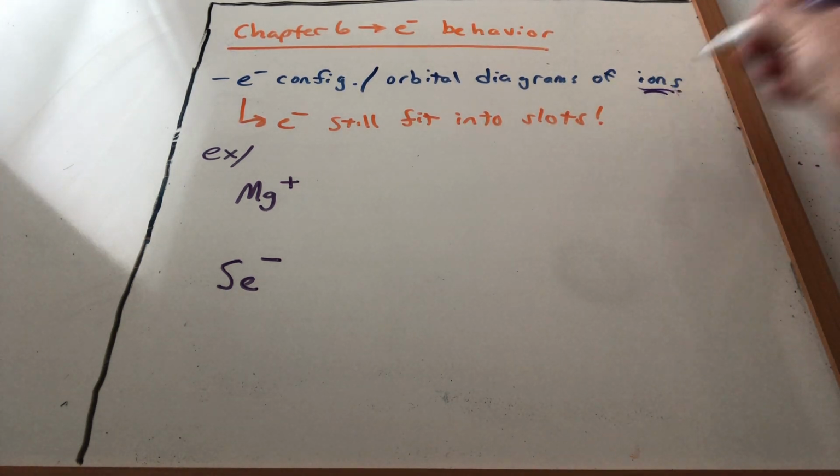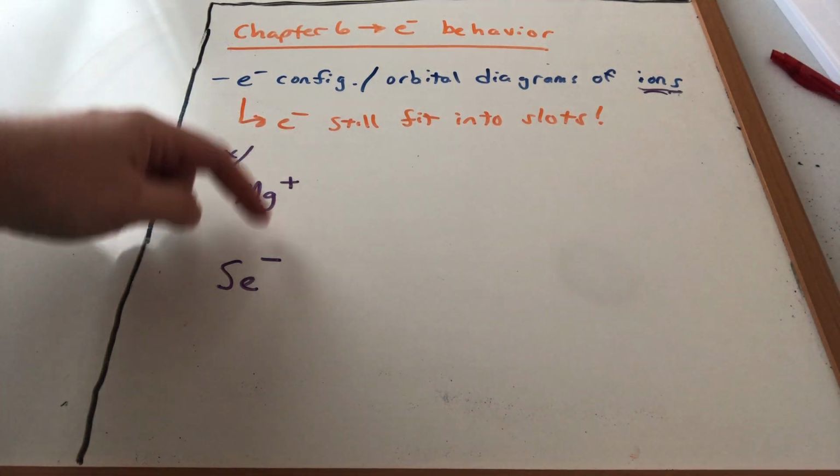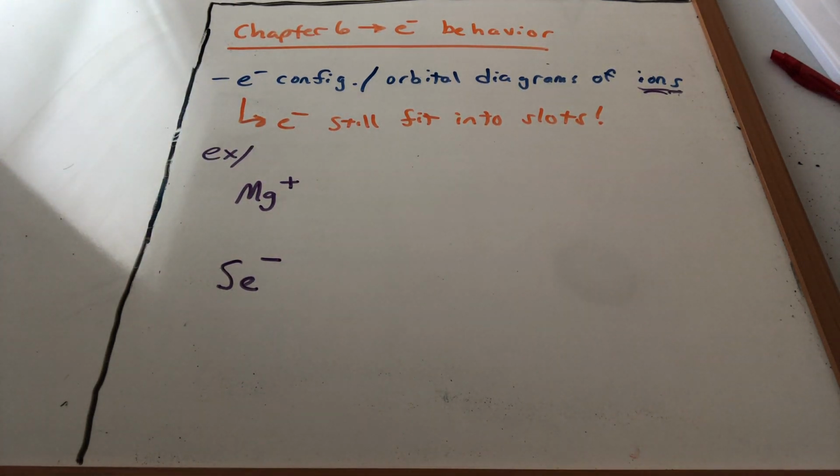But like I said, we're just going to get some more practice here, and we're also going to look at ions, okay? The electrons still fit in the slots, so really nothing changes. What we just have to remember is what it means to be a cation or anion. We have to remember that there's an electron count change. The total electrons has been affected by the presence of this charge, essentially, okay?